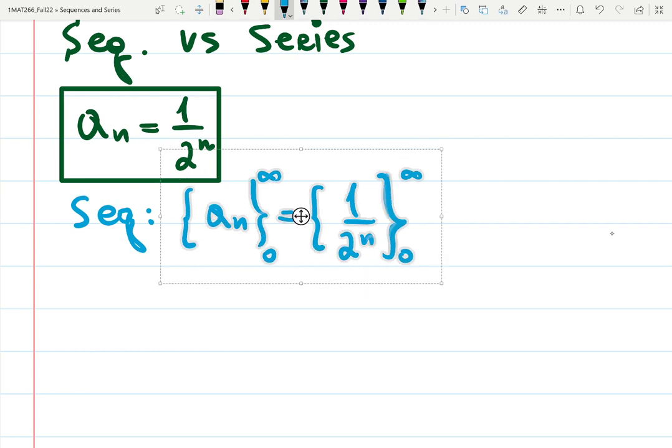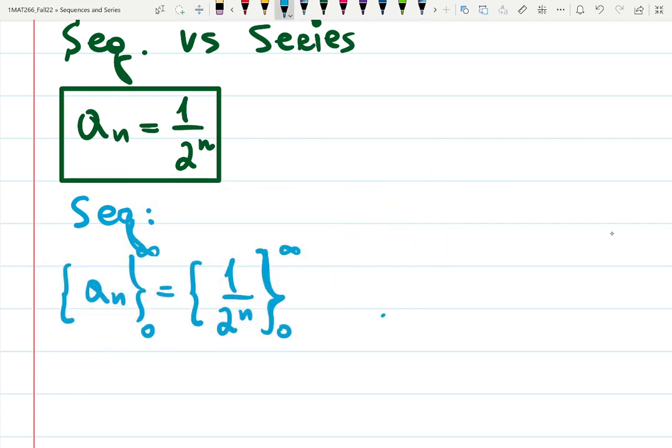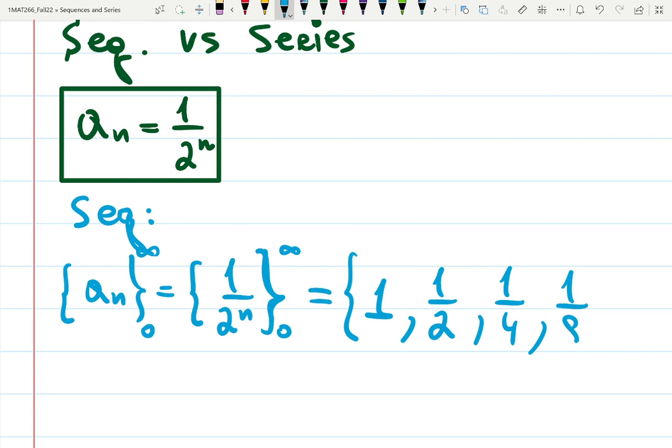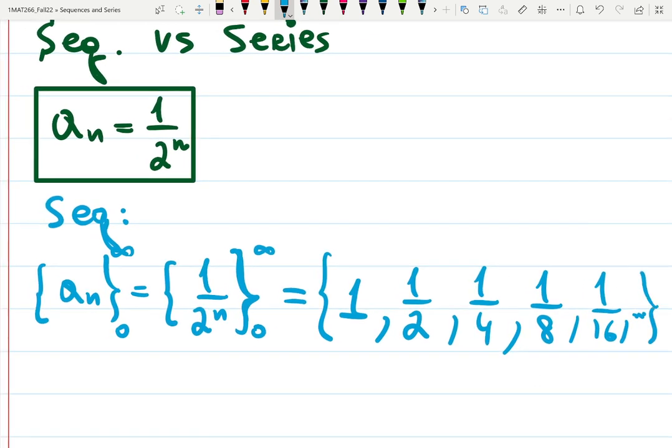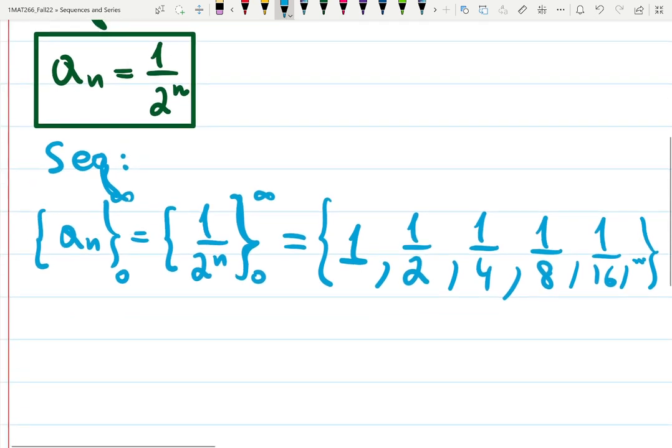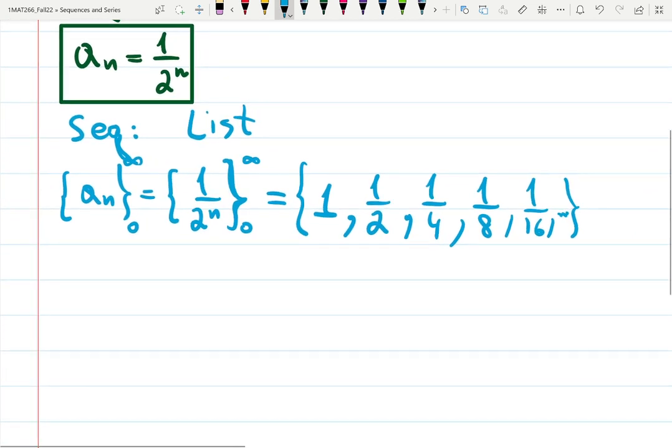So who can tell me how this list will look? What's the first term? How do you know? 2 to the 0 is 1, 1 over 1 is 1. Next term. Next. Next. 8. Next. 16. And that's how the pattern works. The nth term is 1 over 2 to the n. This makes sense. This is a list. As you can see, we are listing them, separated by commas.